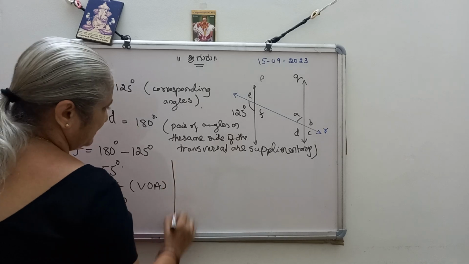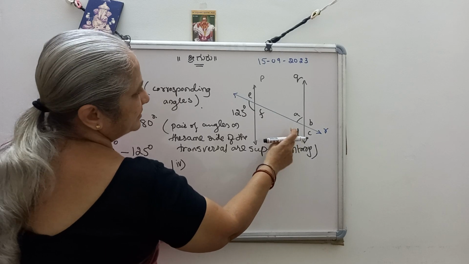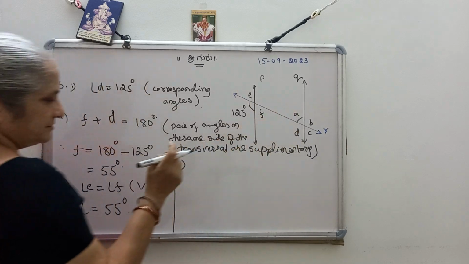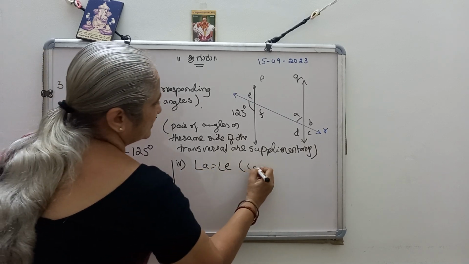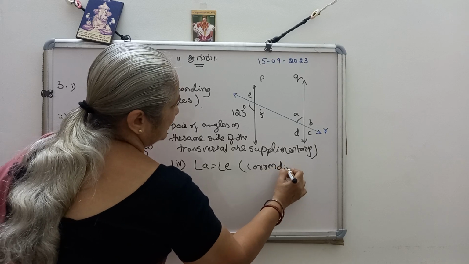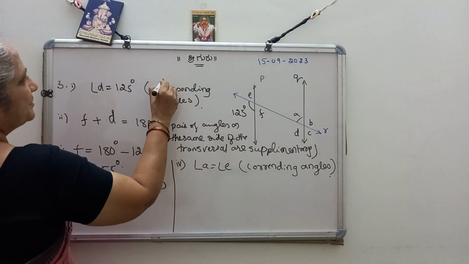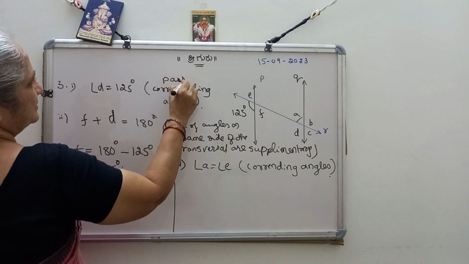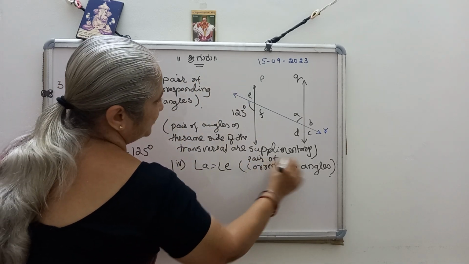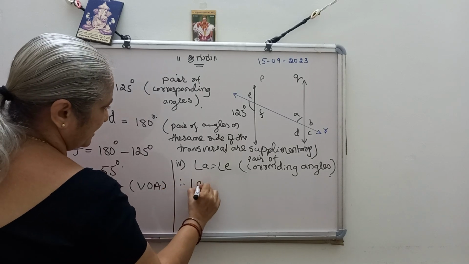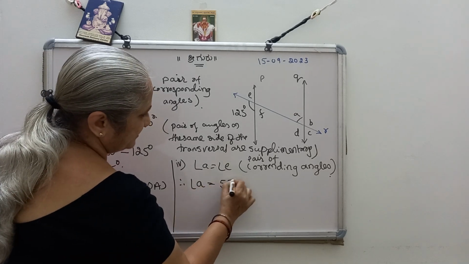Now the fourth one. Angle A is equal to angle E, a pair of corresponding angles. A pair of corresponding angles are equal. Therefore, angle A is equal to angle E, which we have found as 55 degrees. So, this is 55 degrees.